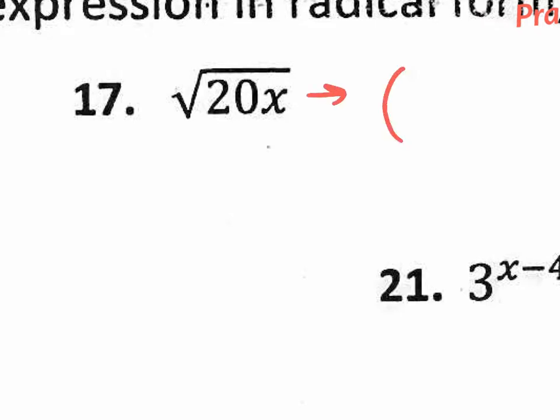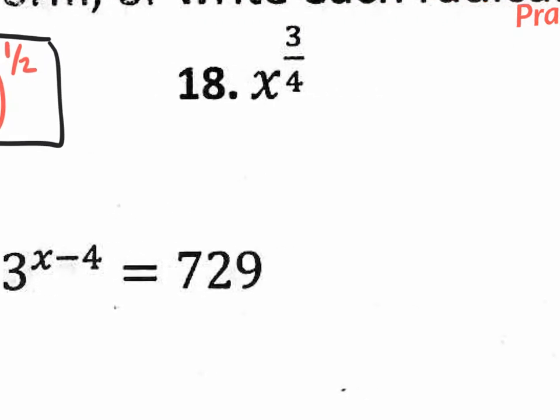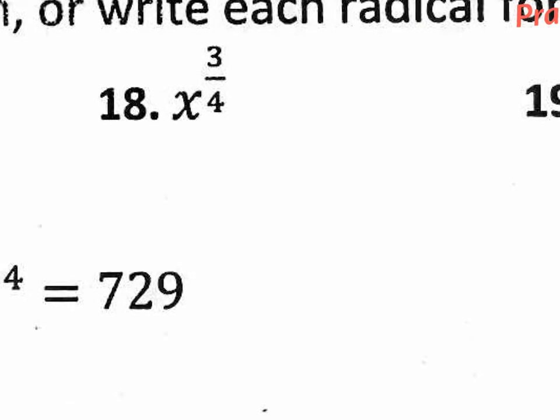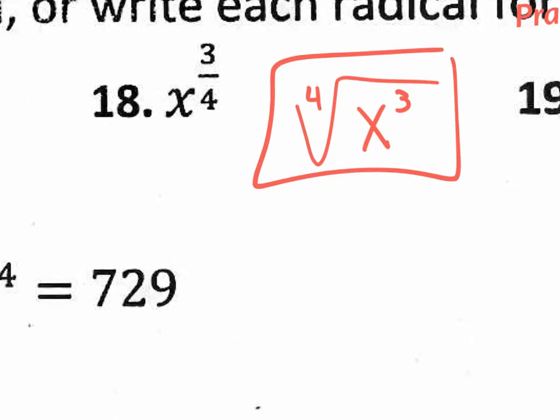Now, what do I mean by rewrite it? 1/2 power is the same thing as a square root. All you have to do is put the 20x on the inside. Ladies and gentlemen, that's the answer I want to see on the test tomorrow. Let's look at number 18 here. Remember, the denominator is always the root. So we're going to start by writing the 4th root. Why 4th? Because the denominator is 4 on this exponent. And we're going to have the x on the inside and the power of 3 on the inside. And that's your answer on question 18.